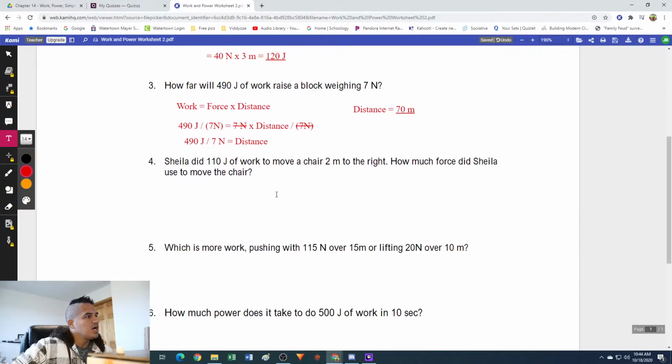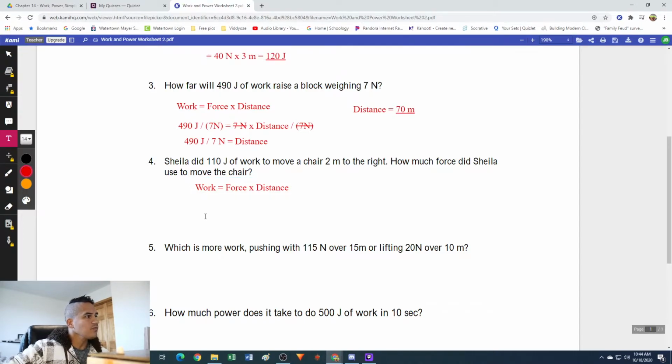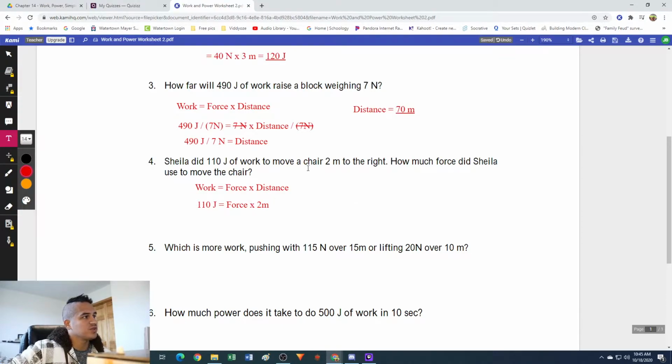All right, number 4, it says Sheila did 110 joules of work to move a chair 2 meters to the right. How much force did Sheila use to move the chair? All right, so this is going to be like the last one where we have work is equal to force times distance. They're giving us work, which is 110 joules. They're giving us a distance in this case, which is 2 meters, and they're asking us to solve for force. So it's like this one we just did, only now we're asking to solve for force rather than distance.